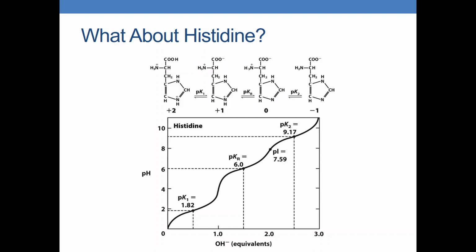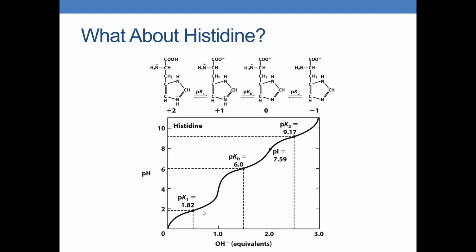Remember, that was the definition of a buffer, something that allows a solution to resist changes in pH when challenged with additional acid or base. Now, if you look at histidine, for example, because we have 3 pKa's, we effectively have 3 functional buffering regions. So histidine could be functional as a buffer from pH 0.82 up to 2.82. Remember, a buffer is typically effective within a pH range that is plus or minus 1 pH unit off of your pKa.